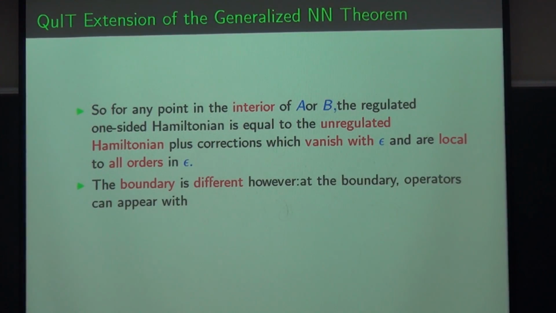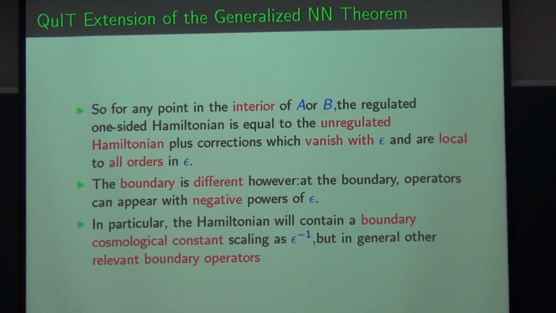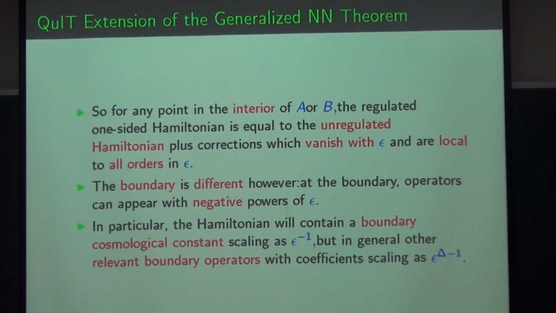But the boundary is different. So once you're closer to the boundary than epsilon, things are different, and operators can appear with negative powers of epsilon right at the boundary itself. So in particular, the Hamiltonian contains a boundary cosmological constant scaling as epsilon to the -1, but if there are other relevant boundary operators, they can appear too.